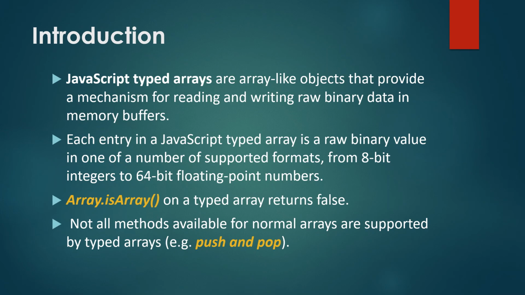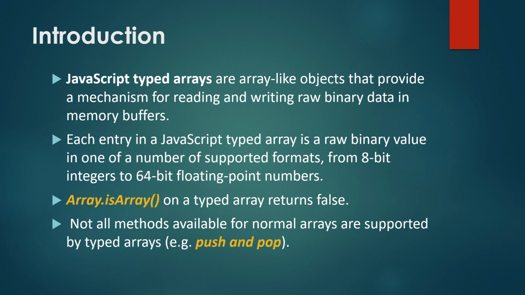JavaScript typed arrays are actually array-like objects. They give us access to read and write into binary memory buffers. Each entry in a typed array is a raw binary value, and this binary value can be formatted as 8-bit integers, 16-bit integers, 32-bit integers or 64-bit integers, according to our will. So how are we going to use that buffer?